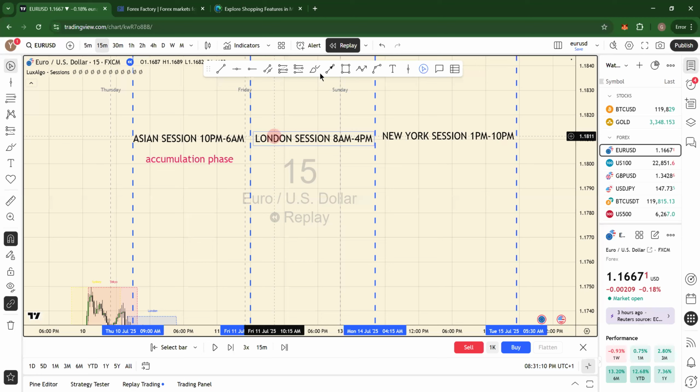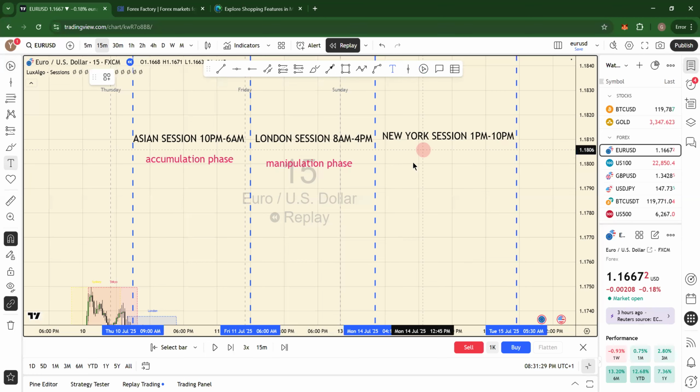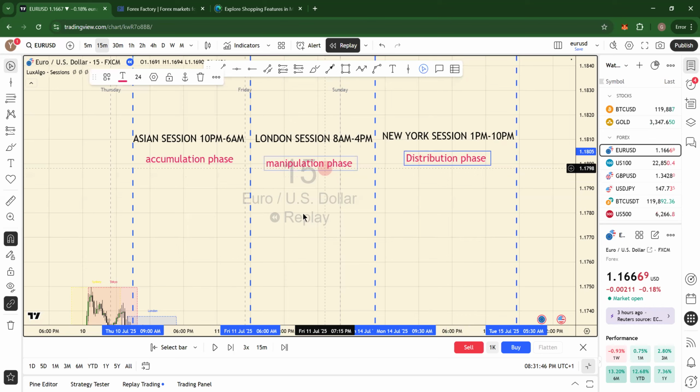All right. So the London session, its characteristic is what we call the manipulation phase. Now, there's going to be a lesson that we're going to have, which is accumulation, manipulation. Now, the New York session, the characteristic of the New York session is called what? The distribution phase. The distribution. Now, the distribution phase, this is important. Timing is very important when it comes to trading. All right. It's very, very important when it comes to trading.